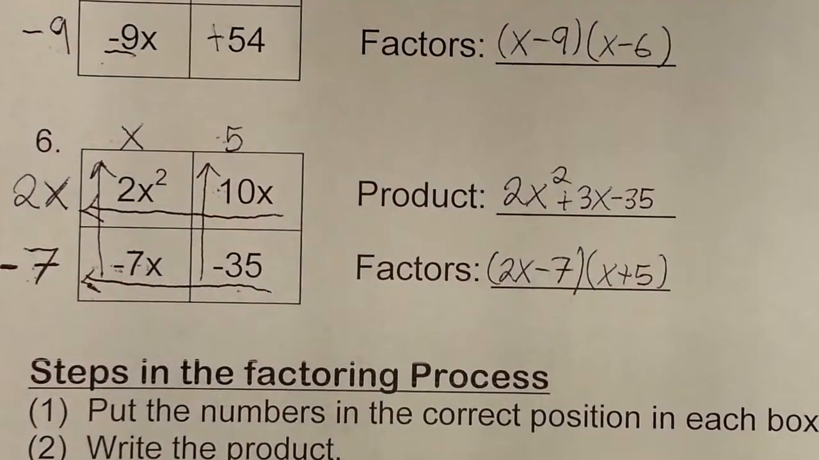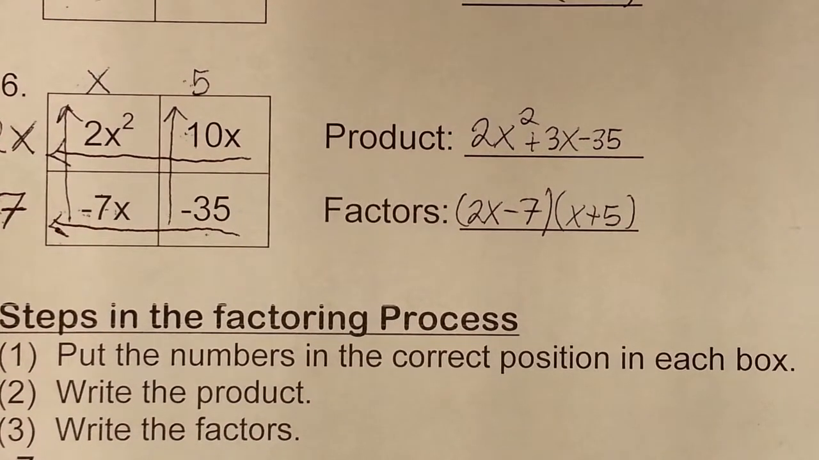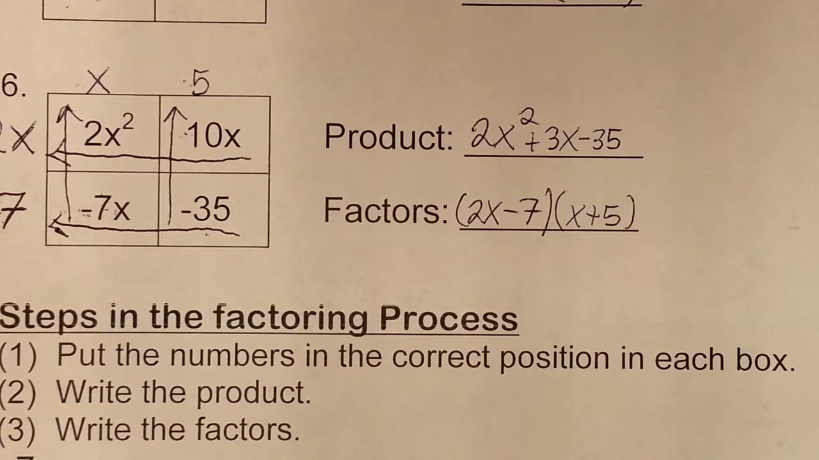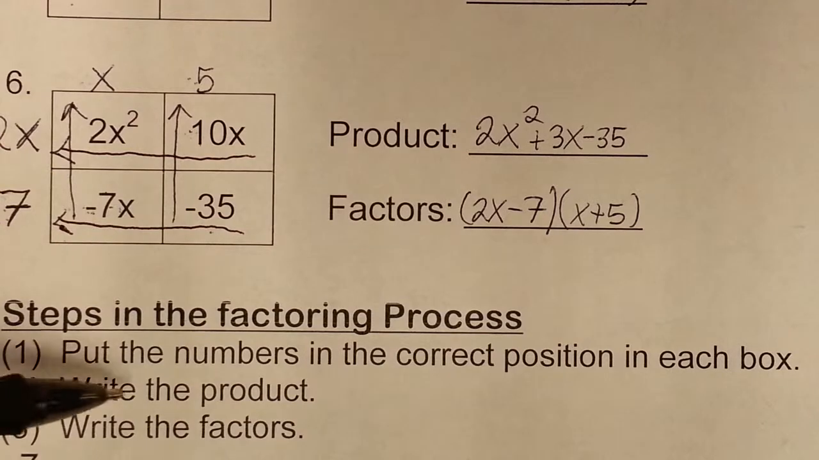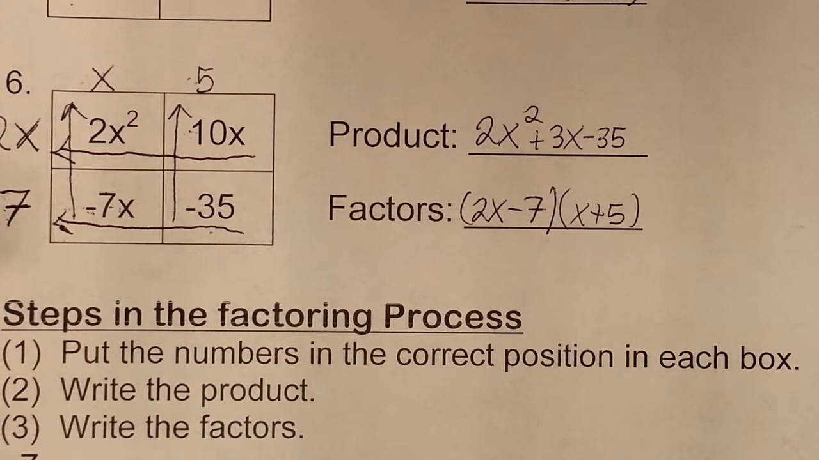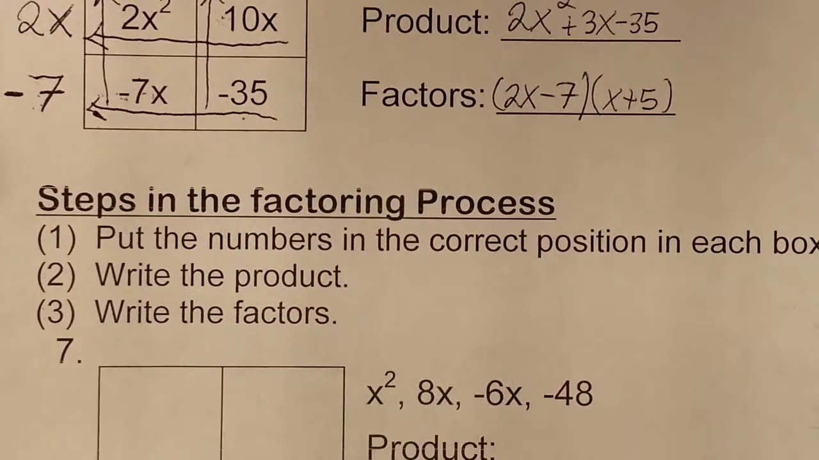Finally, we have the steps in the factoring process. Step number 1 is to put the numbers in the correct position in each box. Step number 2, write the product. Step number 3, write the factors. Now we've been kind of mixing up step 2 and 3, but it's okay. We can work with what we've got. So we'll work the 3-step process in order this time.